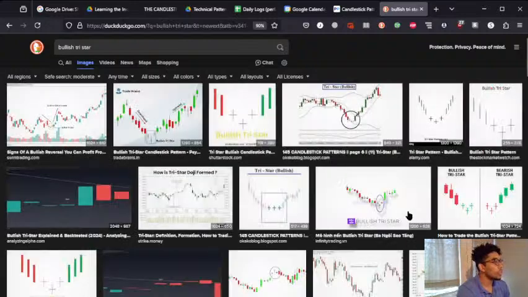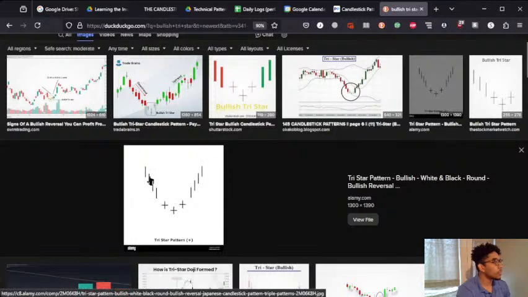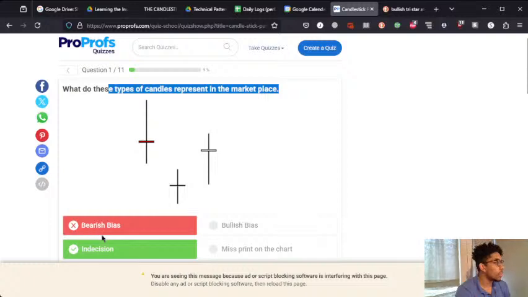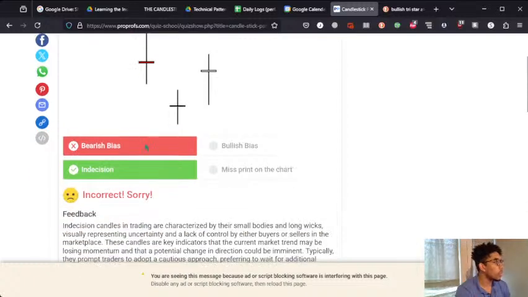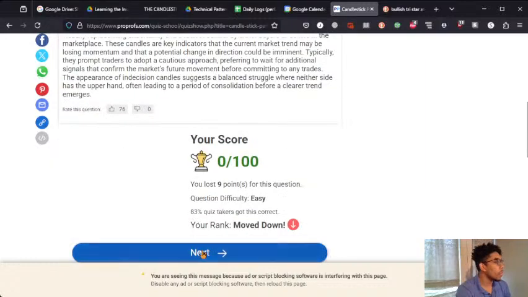Which is a reversal, right? So this is bullish if it's trending bearish, and then you see those three very skinny candles. It's a reversal pattern, indicating a bullish reversal. So why did I pick bearish? I don't know. Should have picked bullish. But yeah, okay, cool.